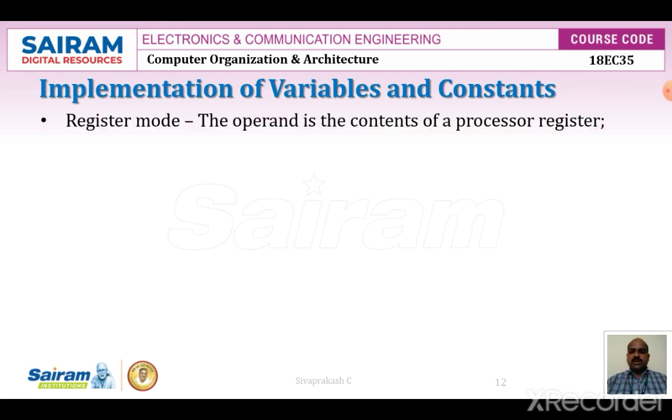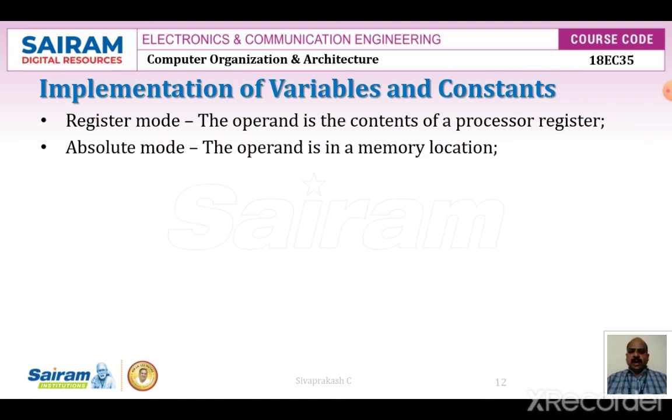The first one is register mode, where the operand is the content of a processor register. The second one is absolute mode, where the operand is in a memory location.